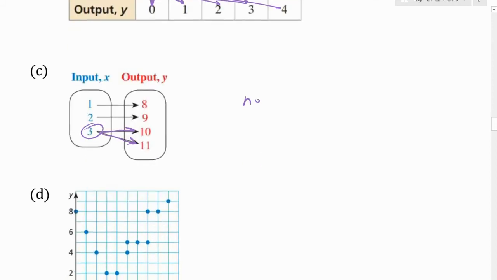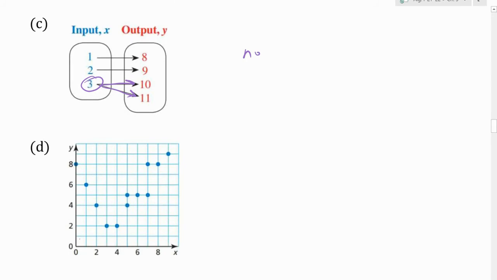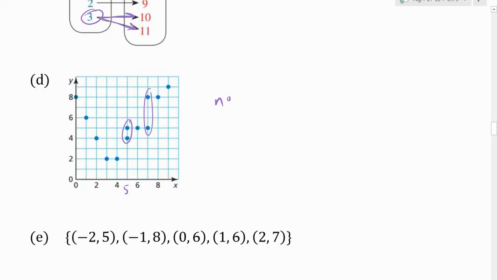Not a function. This one, plugged in 0, got out 8. Plugged in 1, got out 6. Plugged in 2, got out 4. Plugged in 3, got out 2. 4, got out 2. Ooh, here we go. 5 is messing me up because I'm getting out both 4 and 5. Not a function. And right there, also messed it up. When I plugged in 7, I got out 2 different outputs.